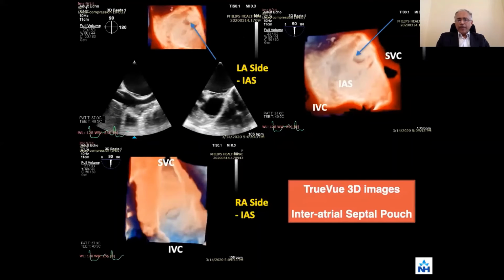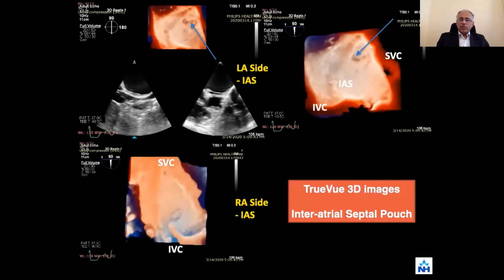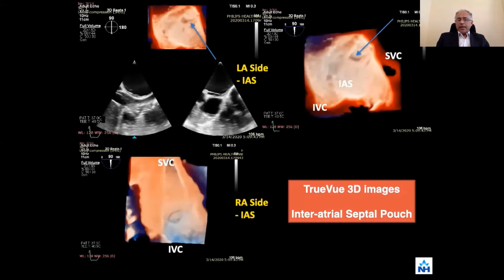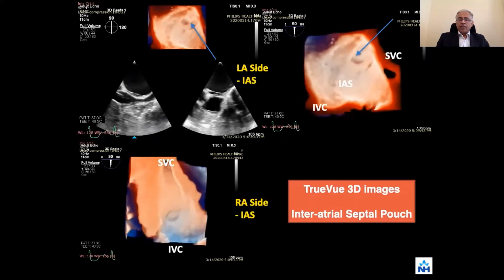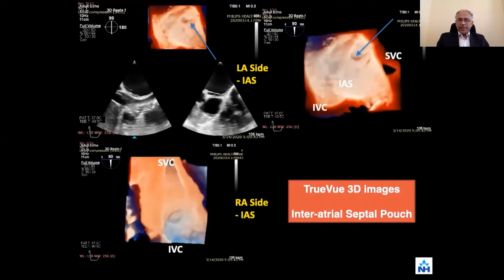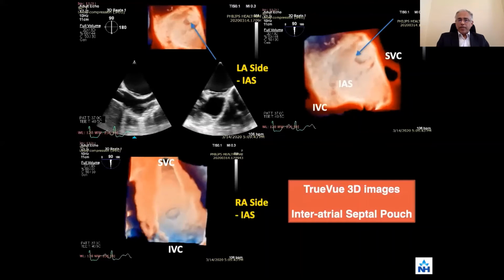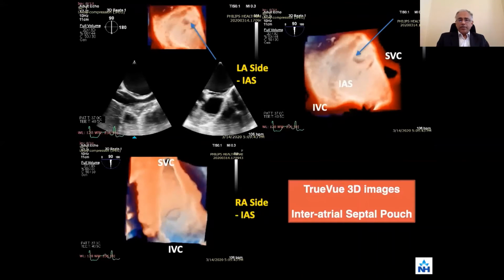Now, another variation, which you don't see quite often, but now with a lot of focus on PFO closure and the fact that you have 3D, which gives you much better perspective, is something called the interatrial septal pouch. And this is very nicely, spectacularly seen in this particular patient. Especially, you won't get to see these images in regular 3D. So this is, again, the TrueView 3D image.